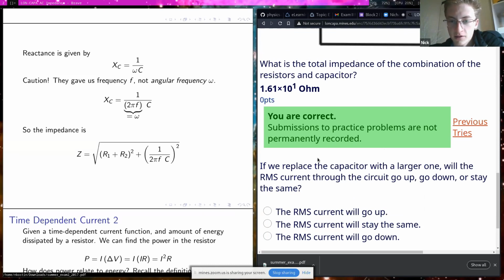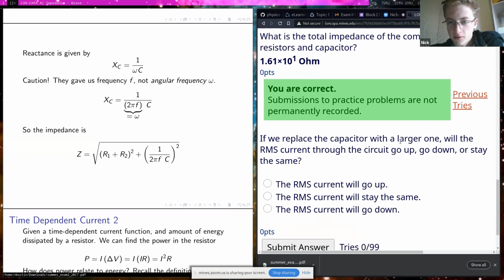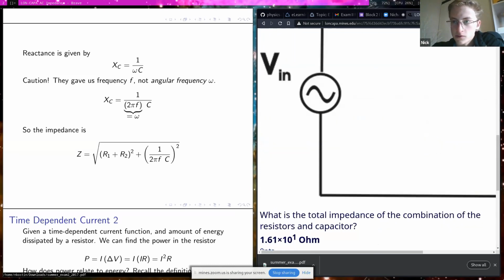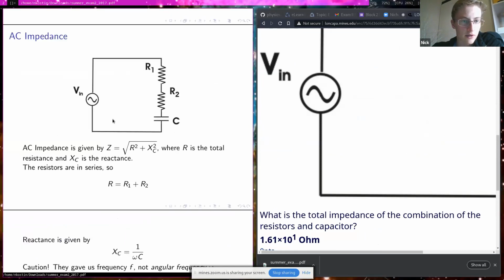So now we're being told that we're replacing the capacitor with a larger one, and we're asked if the RC current is going to go up, go down, or stay the same. So let's zoom out so I can show it here. Here's our circuit diagram, and instead of this capacitor, I'm going to be replacing it with something that has a larger capacitance.